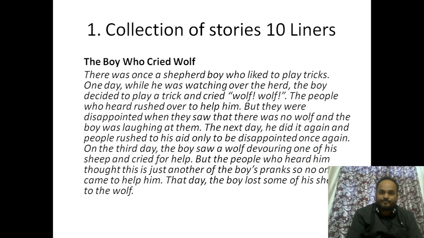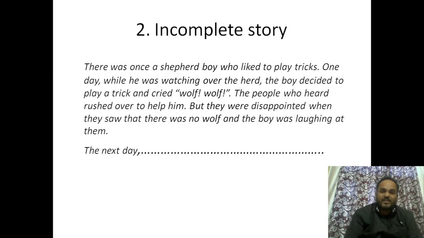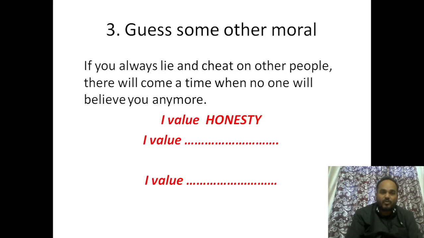Now, this is the activity I told, that a student should be given an opportunity to collect stories from the library, but that story should be of only 10 lines. It's a very simple story, The Boy Who Cried Wolf, with a single message. Now we can simply convert this story into incomplete form and ask them to complete it with some other theme or moral. We can also ask them to give some other moral to the story by guessing in some divergent way.